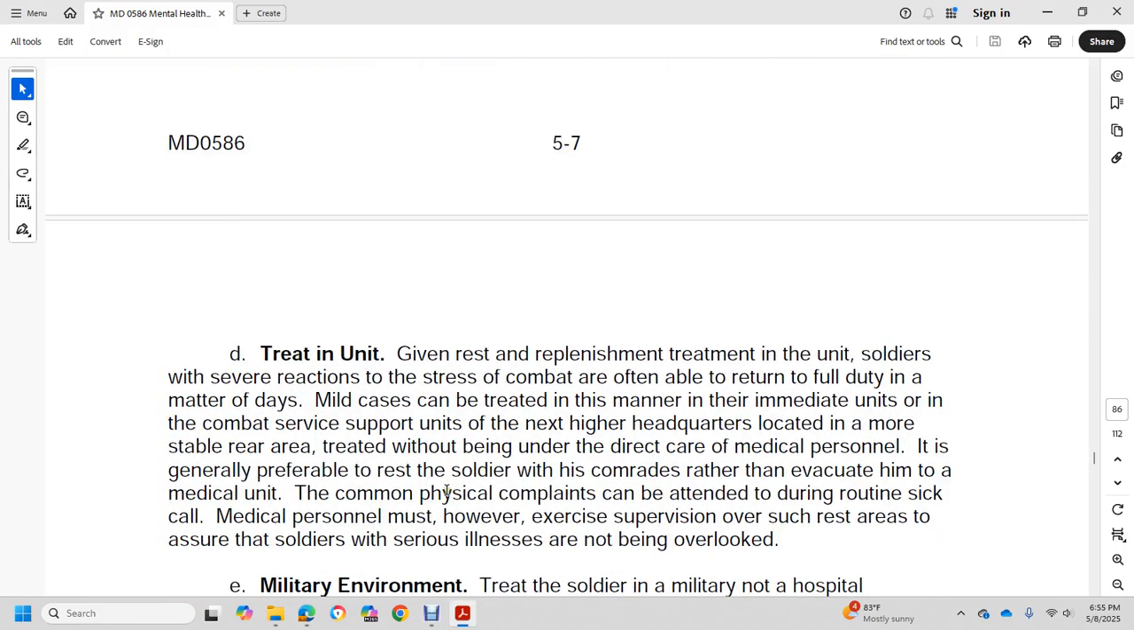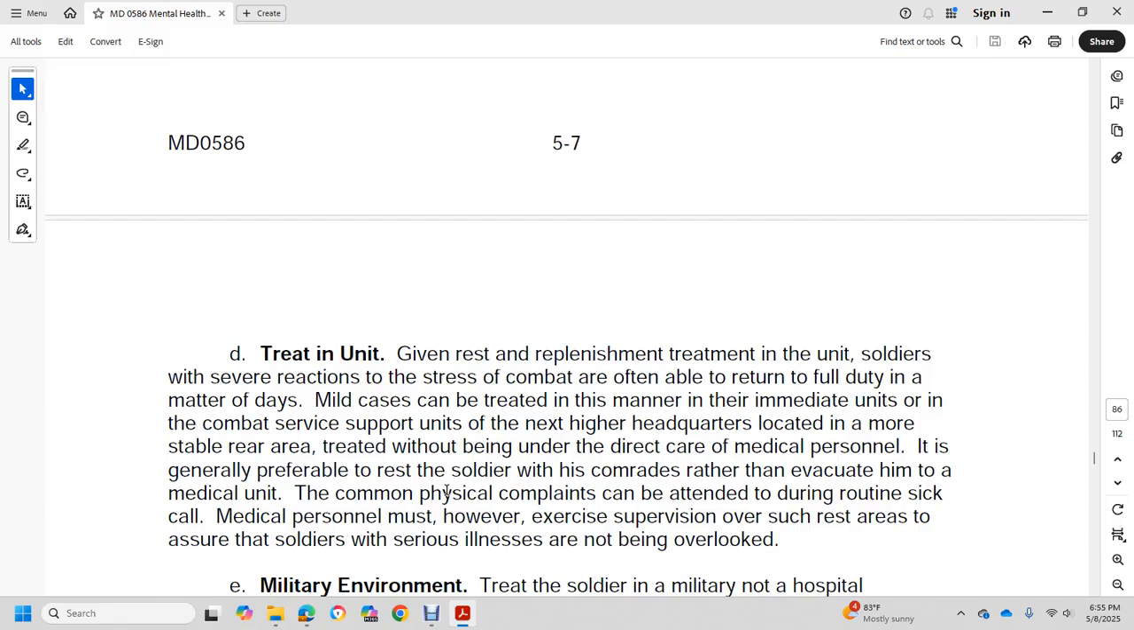Emphasize his natural coping skills. Treat in the unit; give the rest and replenishment in the unit. Soldiers suffering a reaction to combat stress are often able to return to full duty in a matter of days. Mild cases can be treated in their own units, or with the combat support unit at the next higher headquarters located in a more stable rear area, without being under direct care of medical personnel.